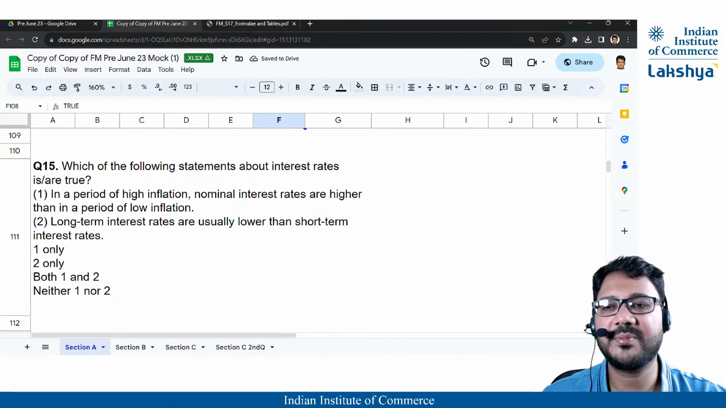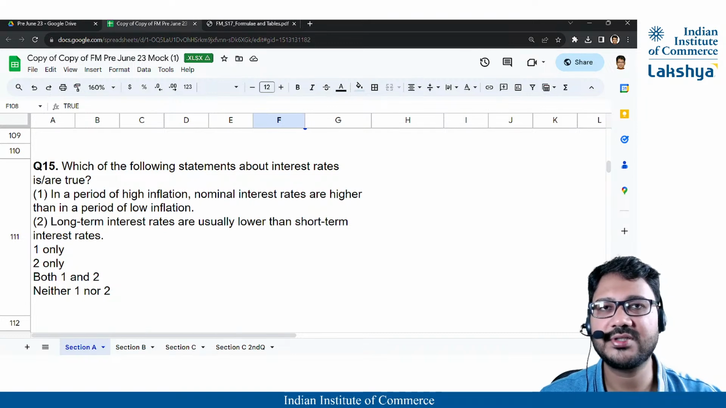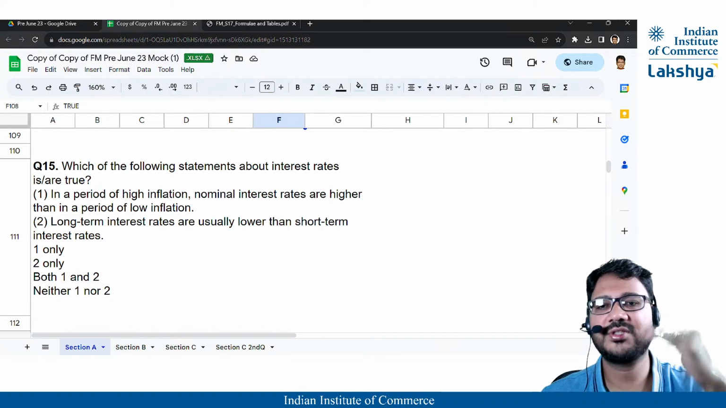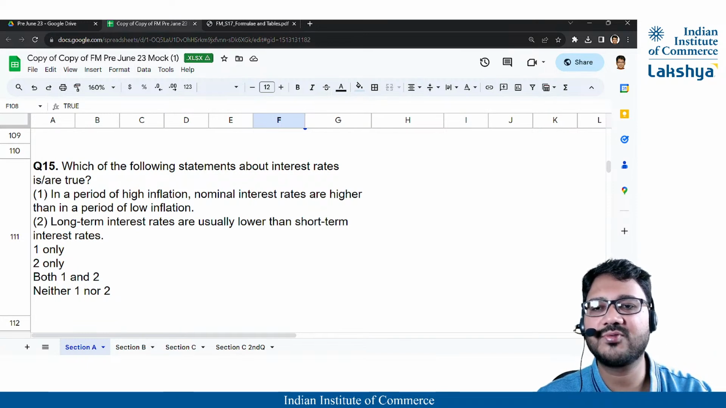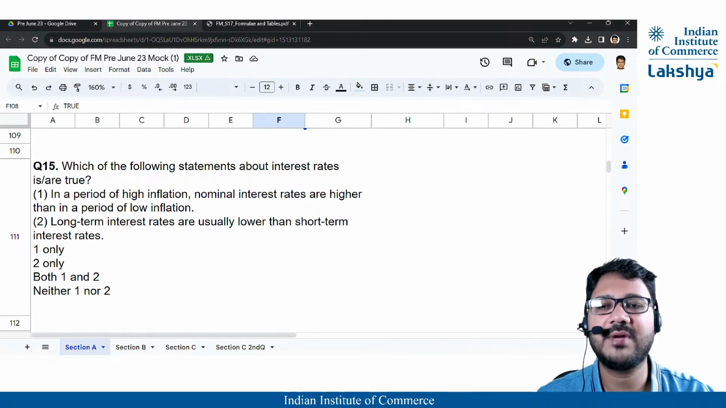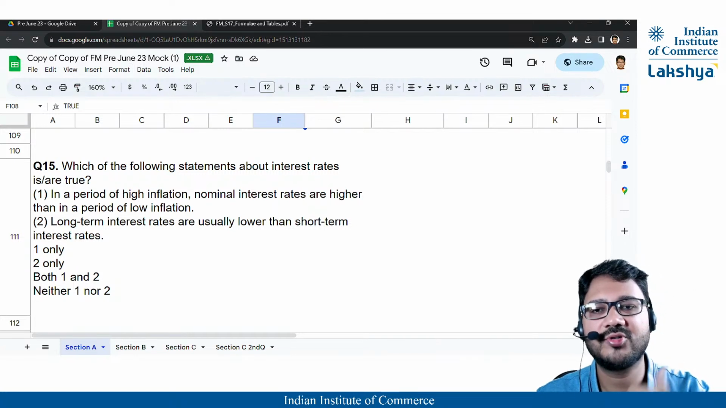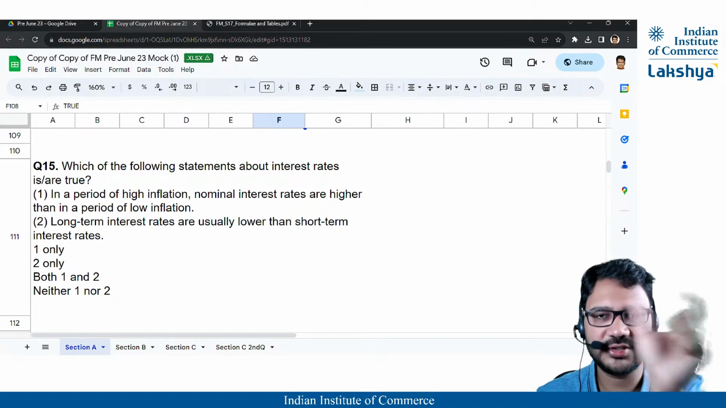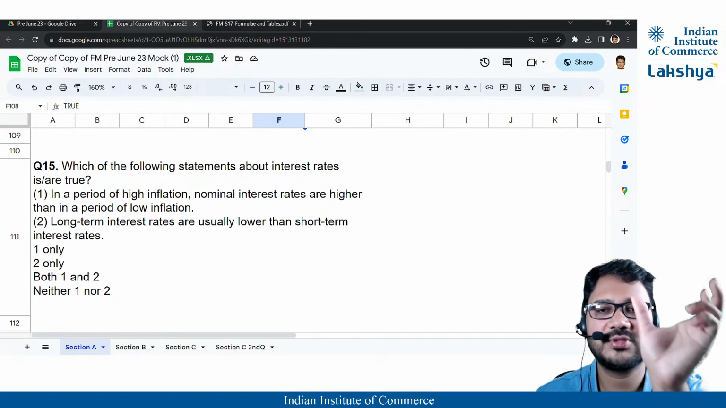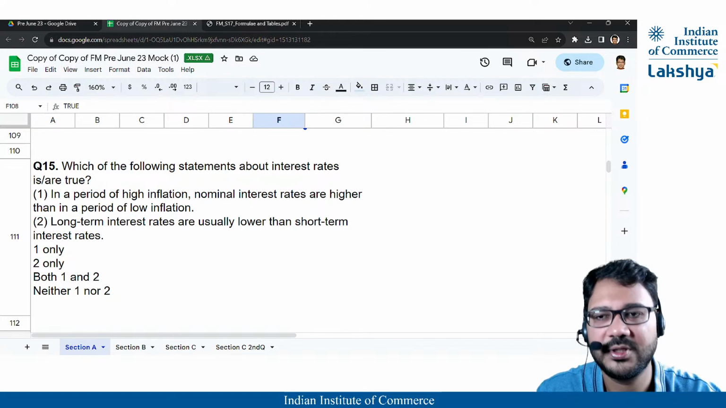Which of the following statements about interest rates are true? In a period of high inflation, nominal interest rates are higher than in a period of low inflation. Okay, so when inflation is high, nominal interest rates are also high, is what they are saying. Yes, which is true. Okay, nominal rate is nothing but your real rate into the inflation. So nominal rates are always higher, and it's a function of inflation. If inflation goes up, your nominal interest rates will also go up. Okay, so that seems true.